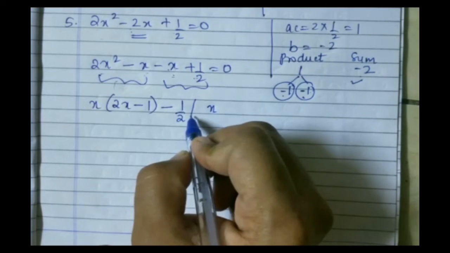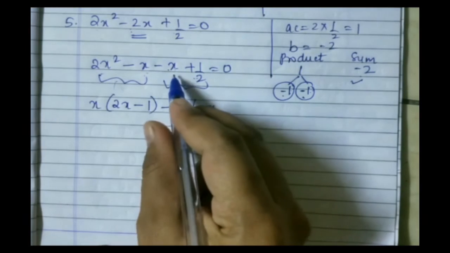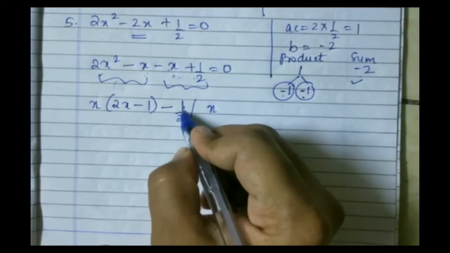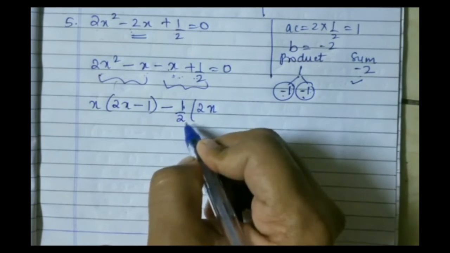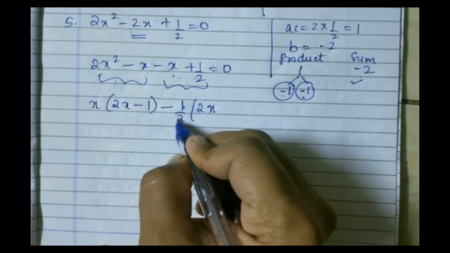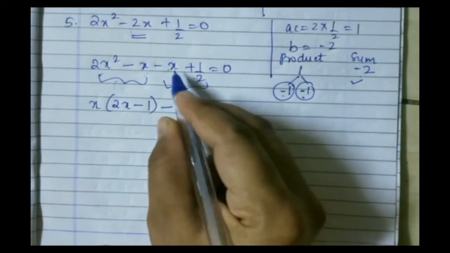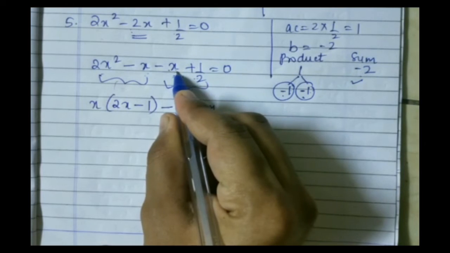So how would I get 1x? Because half into x will give half x, but this is not half x, it is 1x. So half into 2x. So what will happen? This 2 gets cancelled on opening the bracket and we get minus 1x as above.